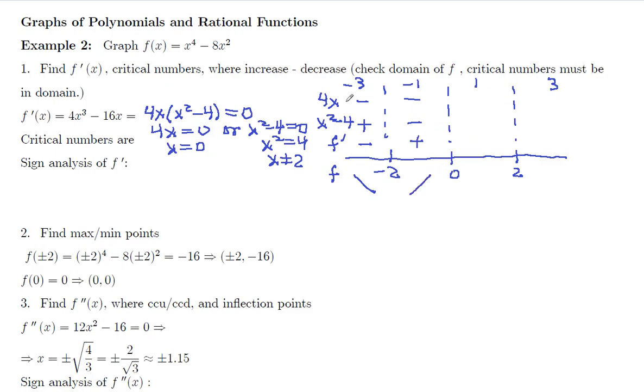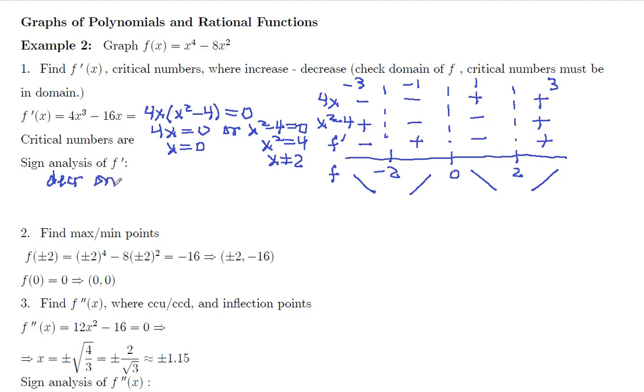Plug in a 1. 1 times 4, positive. 1 squared minus 4, negative. Positive times negative, negative. F is decreasing. Plug in a 3. 3 times 4, positive. 3 squared is 9 minus 4, positive. Positive times positive is positive. F is increasing.